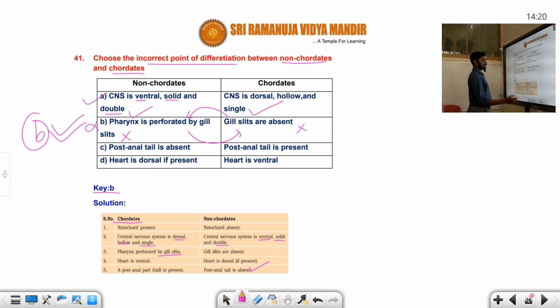These are all correct information for the non-chordate and chordate, but the incorrect option is B. The pharynx is actually where the gill slit is present in the chordate, whereas in the non-chordate it is the pharynx gills perforated by gill slit, but the option is given in the reverse manner. So our correct option is B. Question 41 is B.